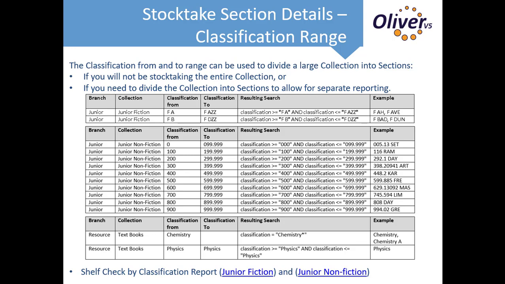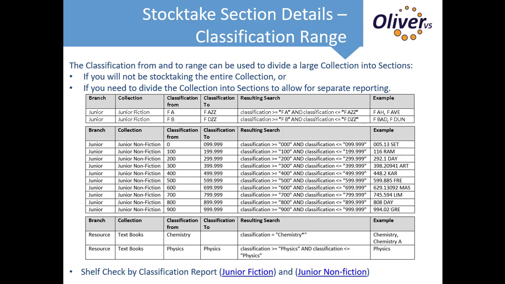Another example of where the classification range might be used is if you have catalogued resources with your own classifications. You might have a large textbook collection where you have added the subject to the classification, for example, chemistry or physics. A from classification range of chemistry, leaving the to classification field blank, will perform a search for all classifications beginning with chemistry. Alternatively, if the from and to classification fields contain the same term, such as physics in the example on the slide, then only classifications equal to that value will be included.